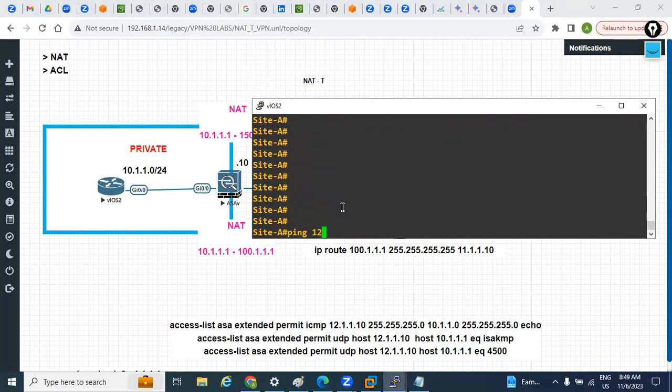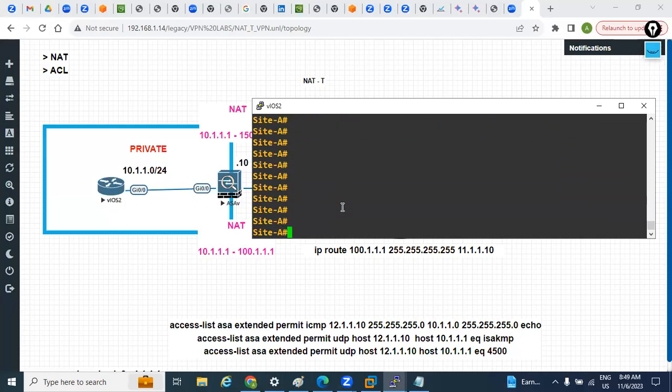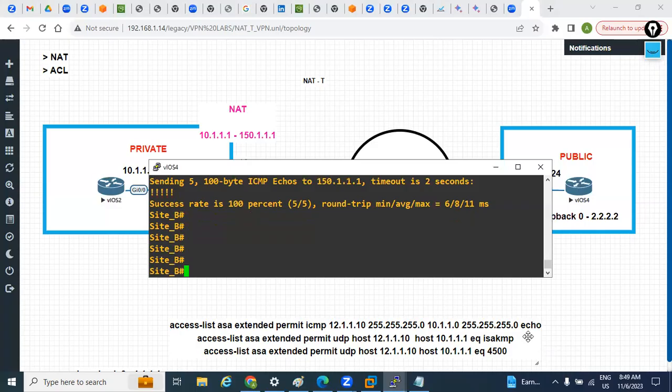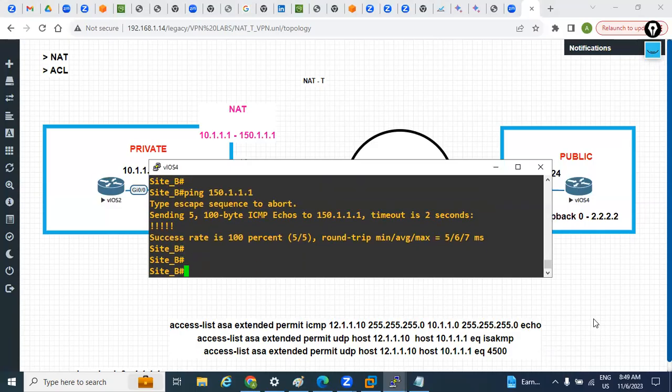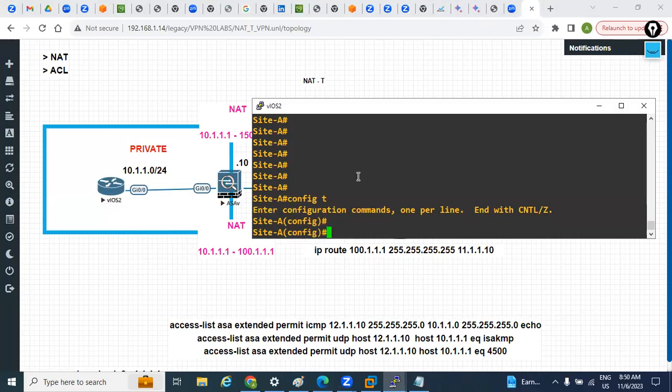Let's try to ping 12.1.1.1. Am I able to ping 12.1 or not? I'm able to ping 12.1. Easy. And from outside, do I have reachability to 150.1? It is. So all clear, everything is fine. Now let's start with the configuration.